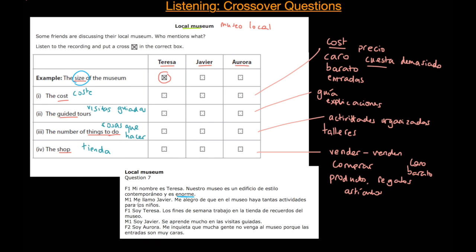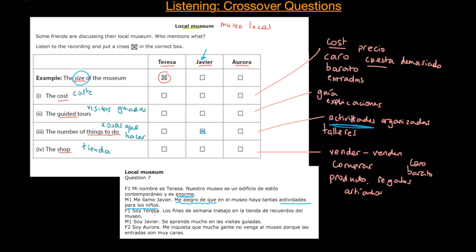Okay, so the next person, me llamo Javier. As soon as you hear Javier, look for him. We've got him here. Me alegro de que, this expression, I am happy that, en el museo haya tantas actividades para los niños. Activities for children. So obviously, actividades is going to be number of things to do. And notice we might hear actividades rather than cosas que hacer. So we're going to cross number of things to do for Javier.